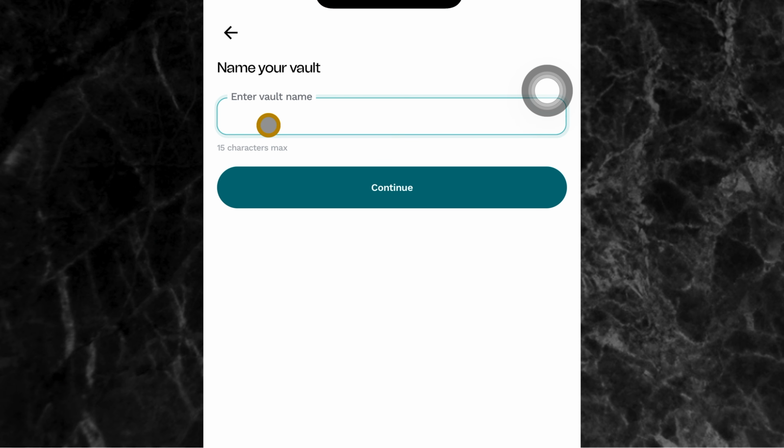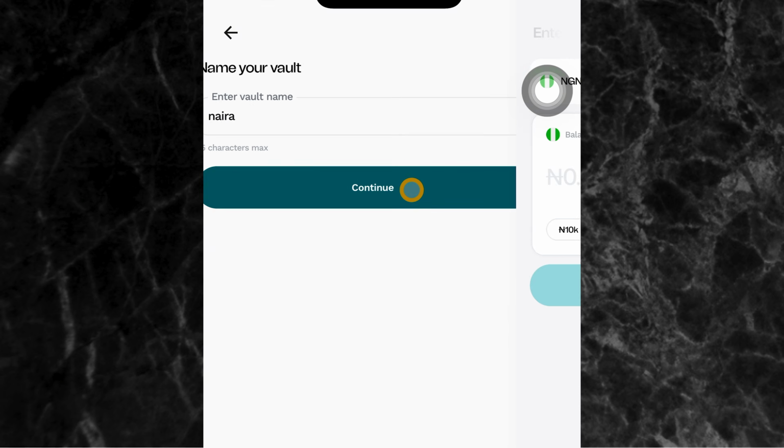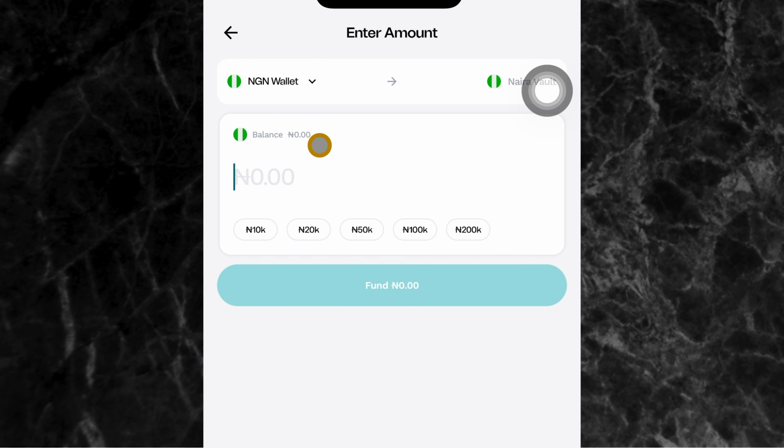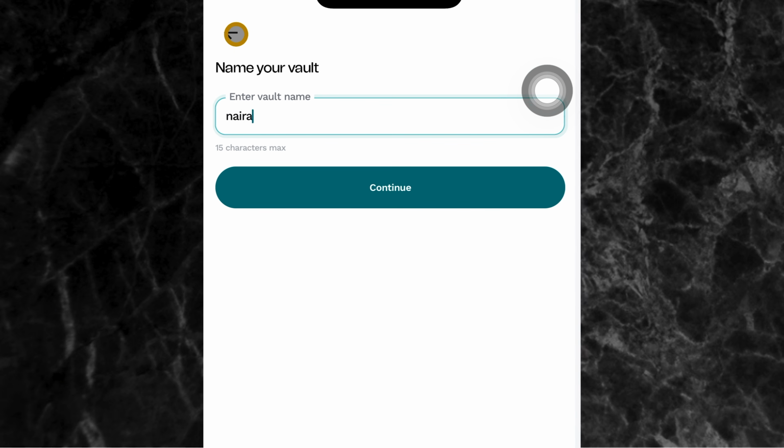So as usual, you give this one a name. So let me just name it Naira, and then you click on continue. And then right here, you put in the amount of money you want to invest for this plan. So once you put it, they remove that money from your wallet and invest it for you. So it is also as simple as that. So that's another form of investment.